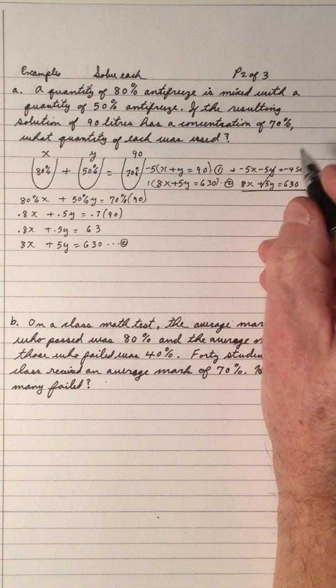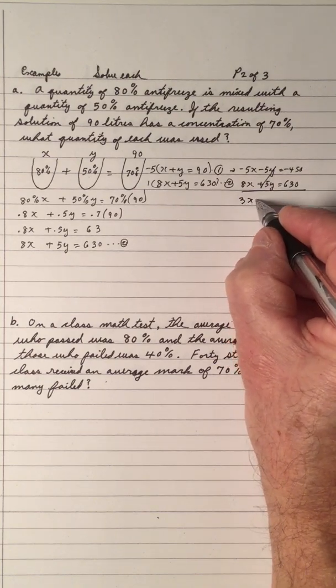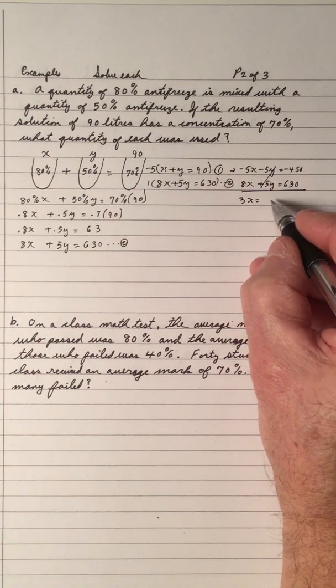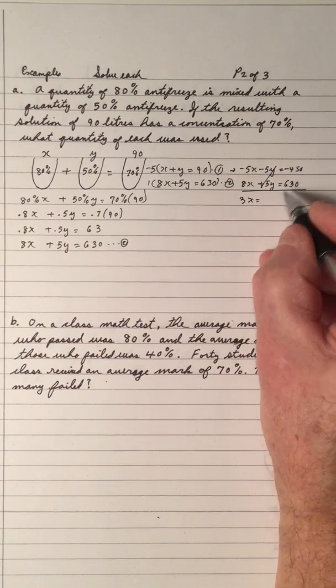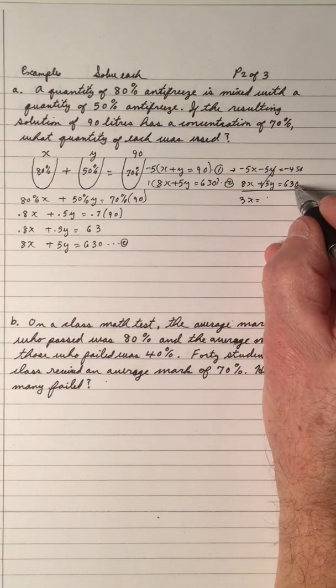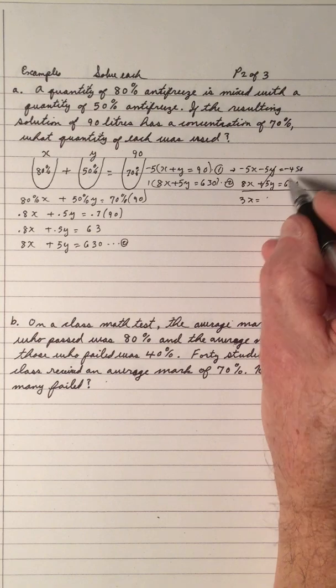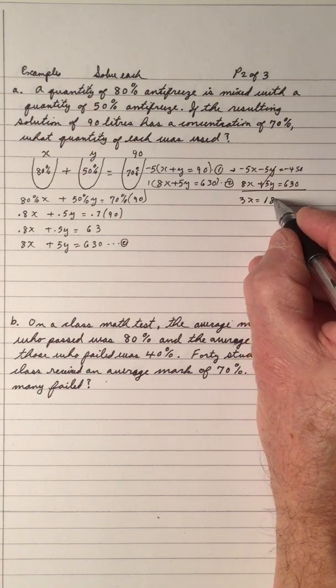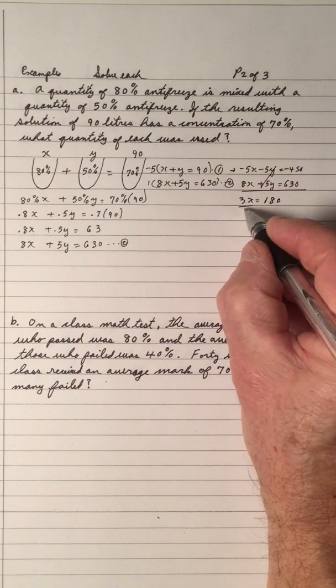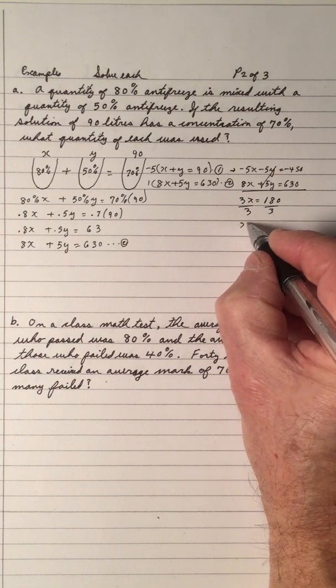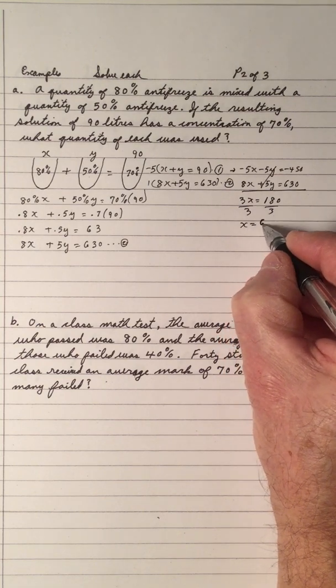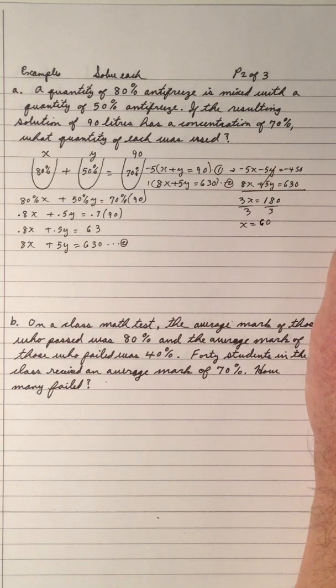Add, the y's cancel out, and I get 3x equals 630 subtract 450, you get 180. And divide by 3, I get x is equal to 60. So x is 60 liters.